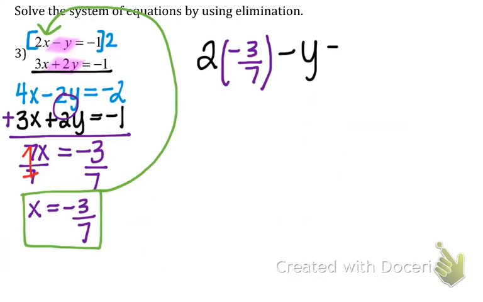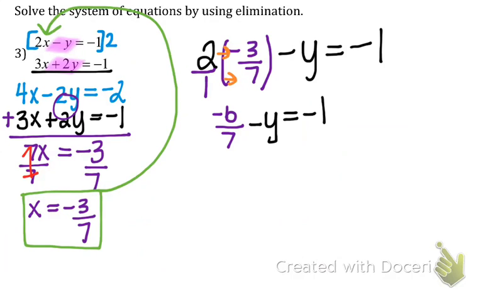So I'm going to choose the first one, and I am substituting negative 3/7 in where x was originally. So 2 times negative 3/7 minus y equals negative 1. I need to multiply this 2 times negative 3/7, so to make this a little easier, I wrote 2 as a fraction over 1 and drew arrows to show that I can multiply straight across. Negative 6 over positive 7 minus y is equal to negative 1.